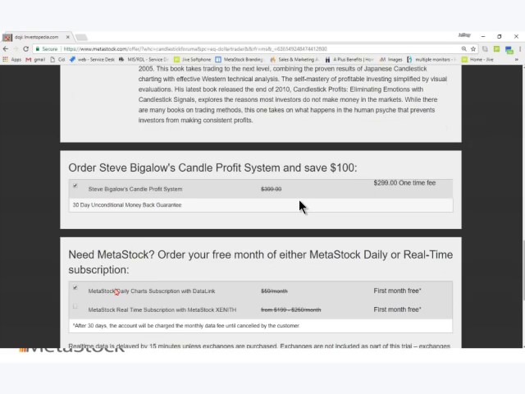I hope that helps. This is what you pay $299 for. You get this for free. If you like the package, you keep it and you just pay $59 a month for the MetaStock and the ongoing data subscription. I hope that's clear. If not, just chat in with one of our guys. They can talk to you about it and make sure you understand.